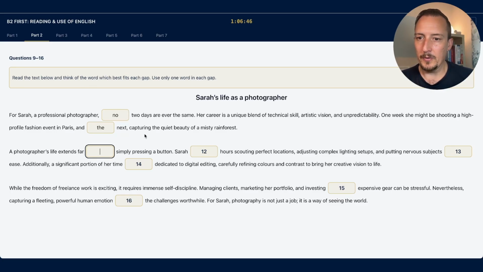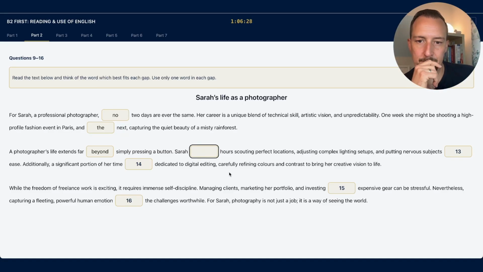Simply pressing a button. Okay, so this means that she doesn't just press a button. There's lots more to her job. Extends far. Okay, the correct answer is far beyond. So to extend beyond something, meaning more than just something. Okay, Sarah, hours, scouting perfect locations, adjusting complex lighting setups, and putting nervous subjects.